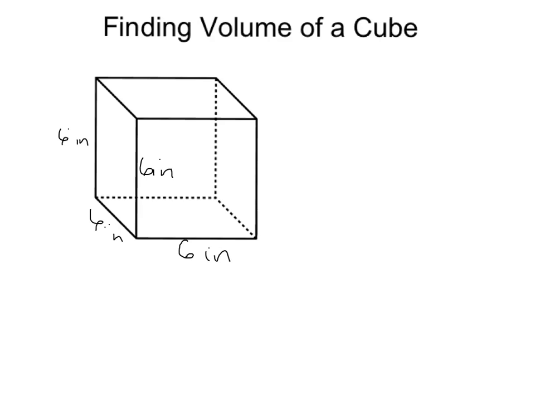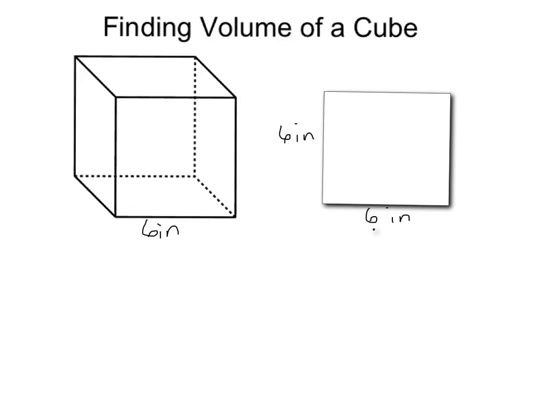When we're finding volume, we first want to find the area of our base, which is the square that's on the very bottom here. The first thing we want to do is find the area of the square that is the base. Remember, the base of the cube is the square on the bottom. We know that one side length of the square is 6, so the other side length also has to be 6, and therefore the area of this square will be 6 times 6, or 36 square inches.